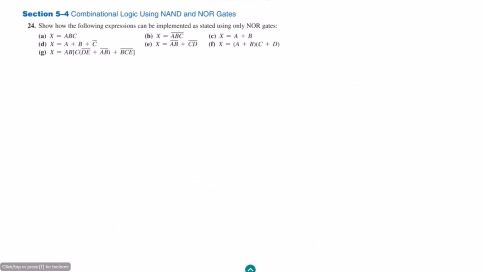Welcome back, guys. Previously we solved the first 3 parts of question 24. Today we are going to solve parts D, E, F and G. Let me start with part D here.